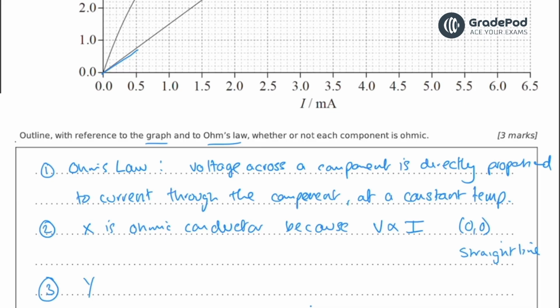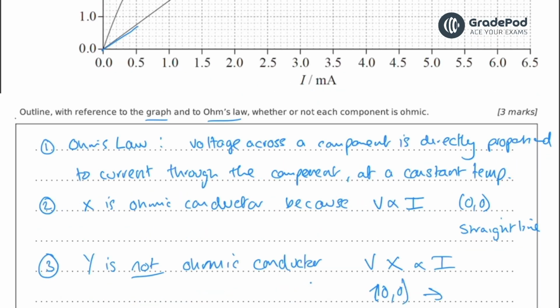Okay, you can see that Y is not an ohmic conductor. Oh my, I'm so sorry about my writing. That's because V is not proportional to I. It does go through 0, 0, but it's not a straight line. Okay, so that's the reasoning behind it. I wouldn't give my answer to the examiner like that. You'd have to make it a bit clearer.